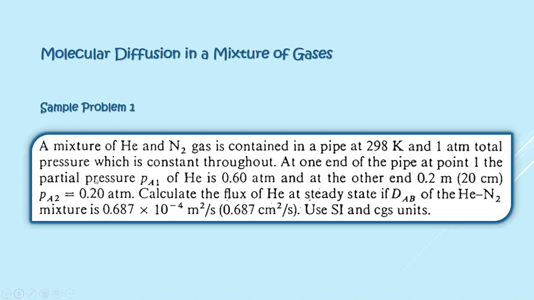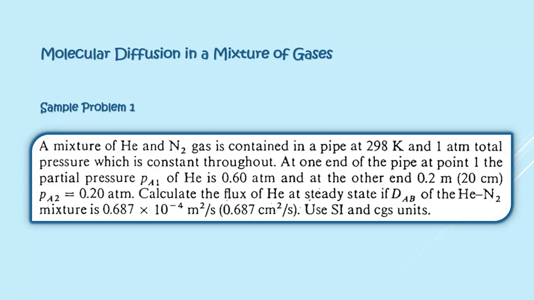Now, here we have a simple problem which will illustrate molecular diffusion in a stationary bulk gas. Stationary bulk gas meaning the two gases are not moving in this case, they are stationary. You're given a mixture of helium and nitrogen, contained in a pipe at 298 Kelvin and 1 atm total pressure, which is constant throughout.